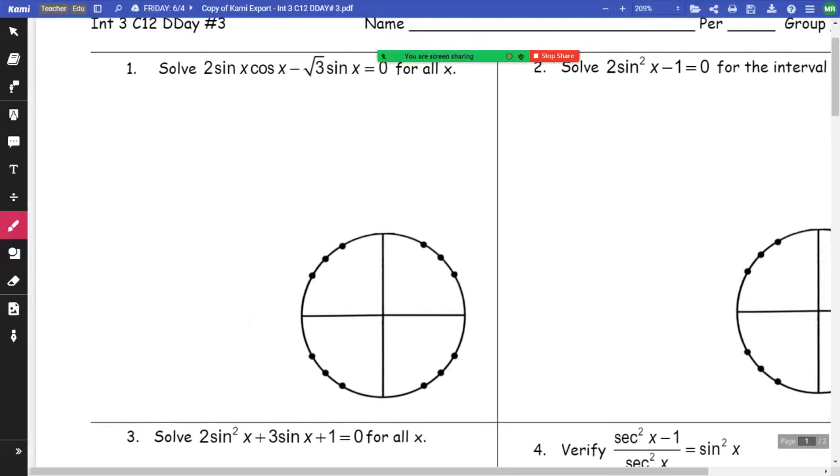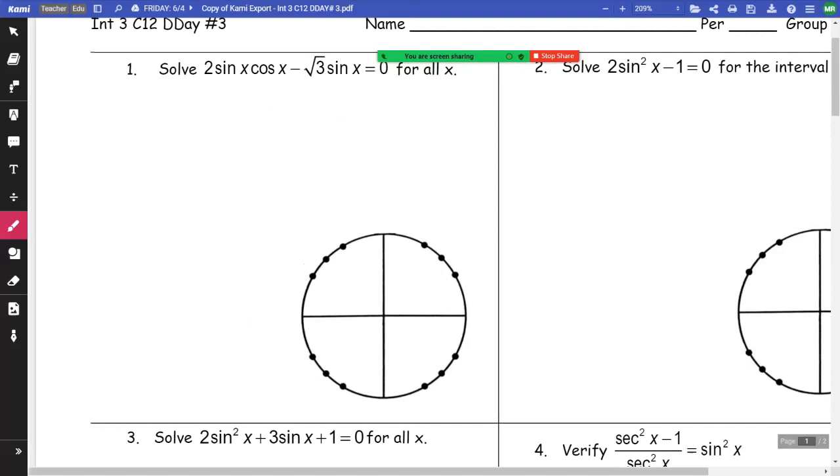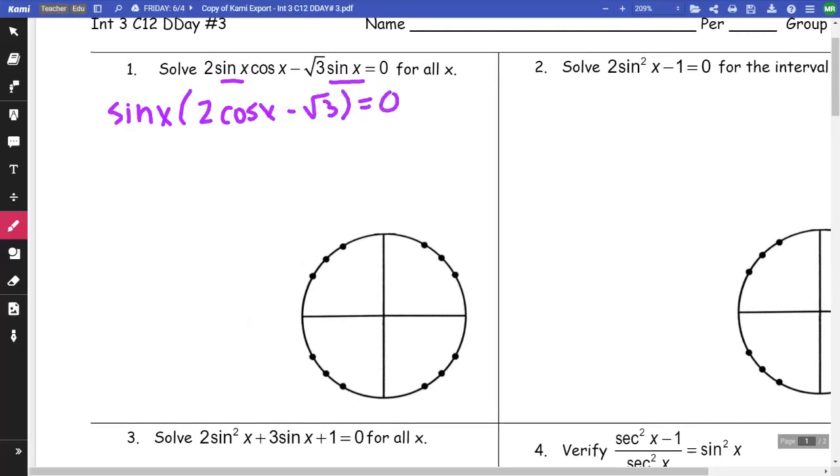So on this number 1 here, I noticed that we have a sine x and a sine x. So I can factor sine x out of both terms, and we're going to be left with a 2 cosine x minus root 3 equal 0.